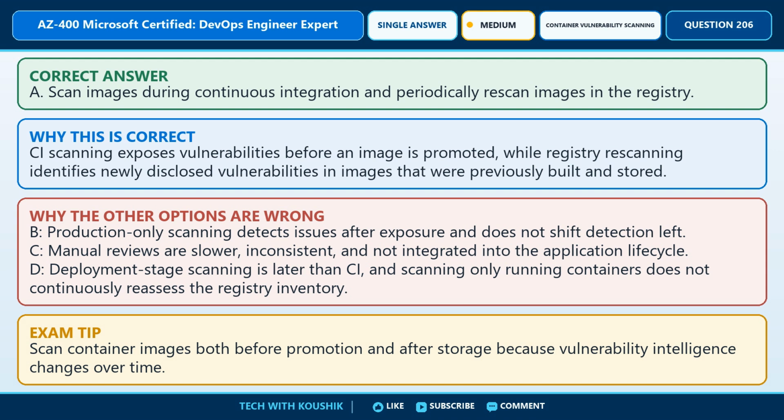Why are the other options not correct? B. Production-only scanning detects issues after exposure and does not shift detection left. C. Manual reviews are slower, inconsistent, and not integrated into the application lifecycle. D. Deployment stage scanning is later than CI, and scanning only running containers does not continuously reassess the registry inventory. Exam tip. Scan container images both before promotion and after storage because vulnerability intelligence changes over time.